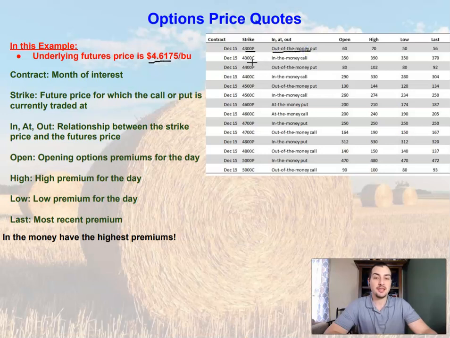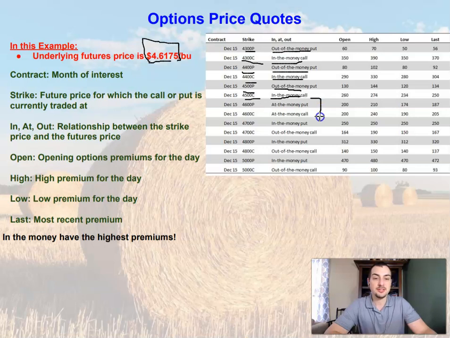Or you can engage in a call contract at $4.30. The call contract is going to be in the money because you can buy it at $4.30 and sell it at $4.60. So we see that everything up until we get to this point of $4.60, every put option is out of the money if it's below $4.60, whereas every call option is in the money up until we get to that $4.60.